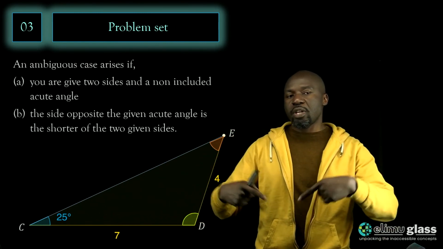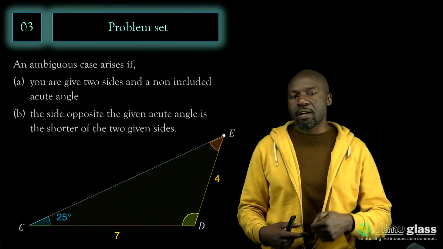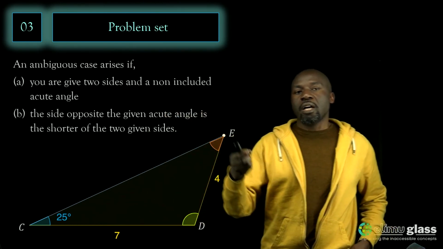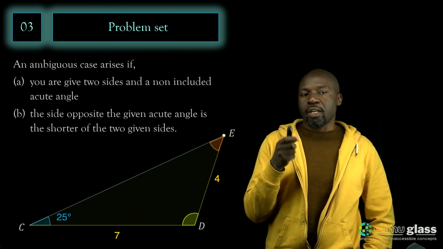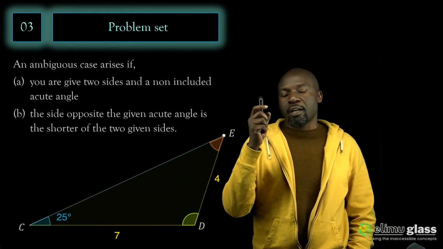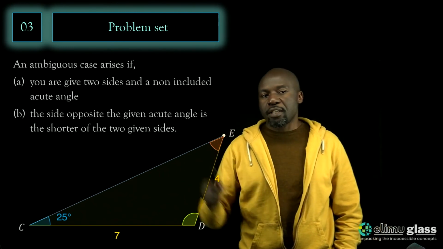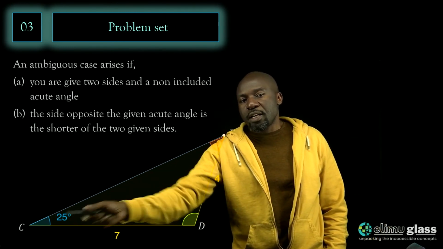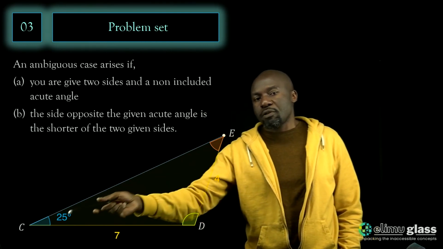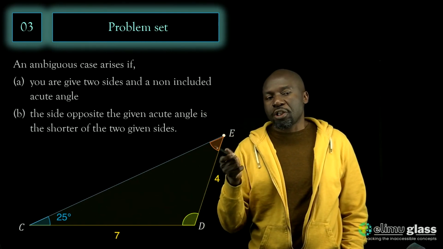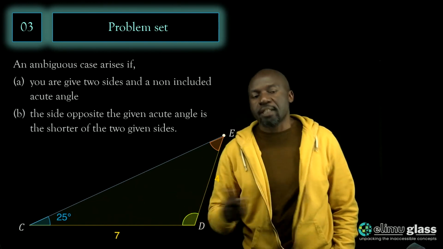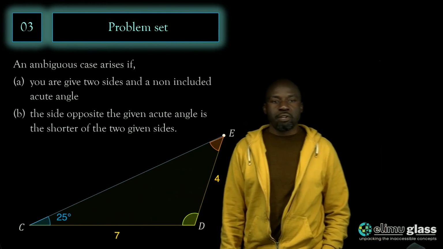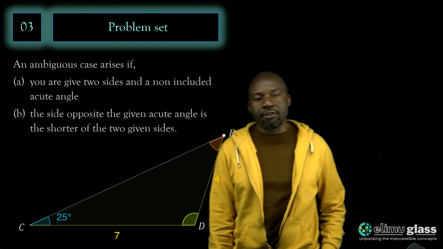The angle between the given sides is called the included angle, and because we are given one of the other angles, such a scenario will result in an ambiguous case if at the same time the given side that is opposite to the acute angle is the shorter of the 2 sides that have been given. If this scenario arises, then you have an ambiguous case of the sine rule, all right?